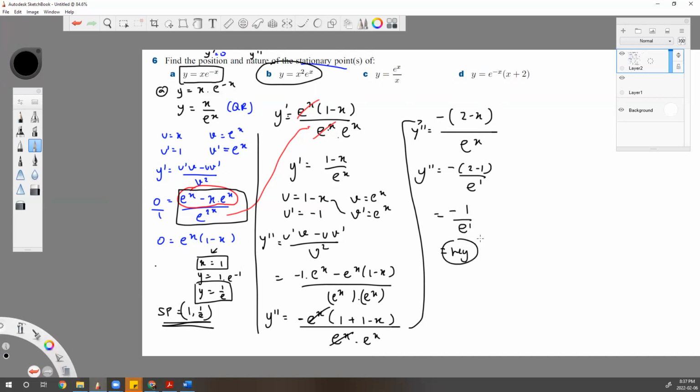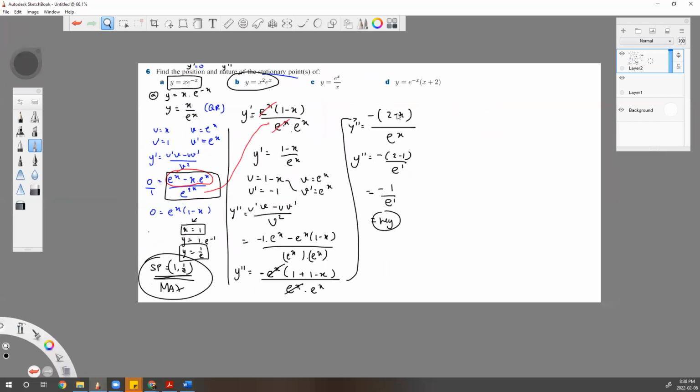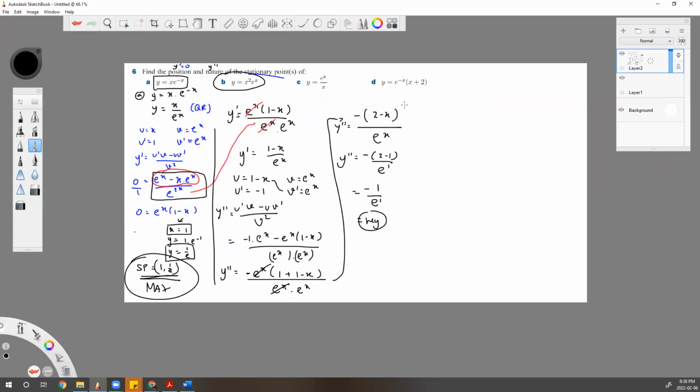So when it is negative, the nature of the stationary point is maximum, right? We do the long working here for the second derivative just to find whether it is maximum, minimum, or inflection, right? It wastes time, but again, you have to do this long way.